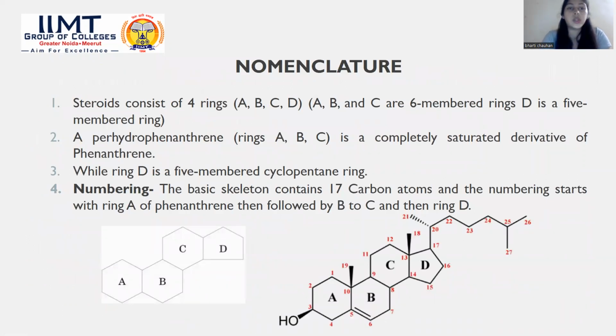Now, I will discuss the nomenclature. Steroid consists of four rings, A, B, C, and D. You can see this structure below. A, B, C are six-member rings and D is a five-member ring. The perhydrophenanthrene ring ABC is a completely saturated derivative of phenanthrene, while ring D is a five-member cyclopentane ring. Now, if we talk about the numbering, the basic skeleton contains 17 carbon atoms and the numbering starts from ring A of phenanthrene, followed by B to C, then ring D.